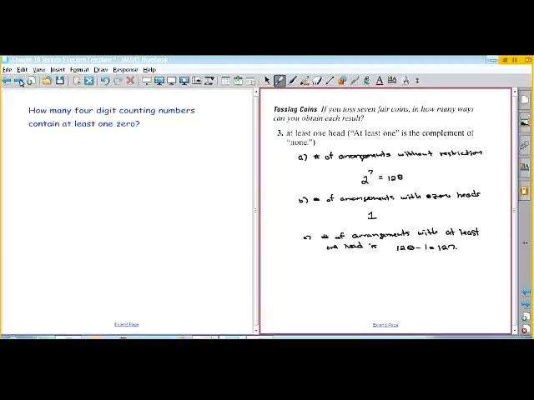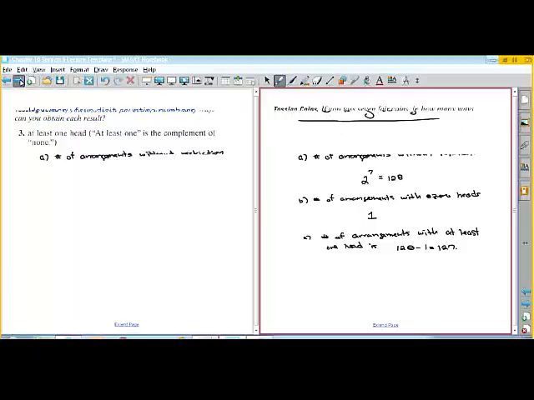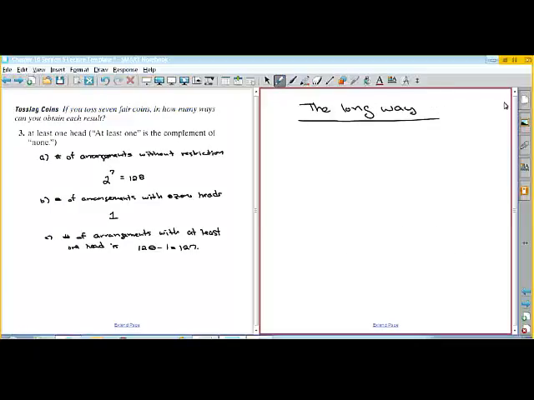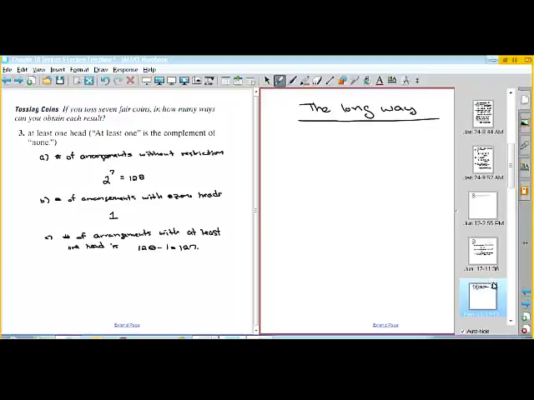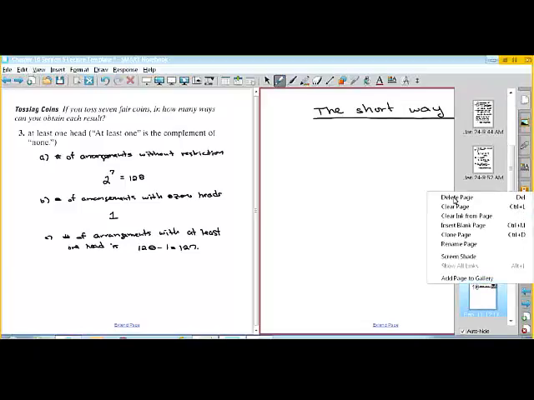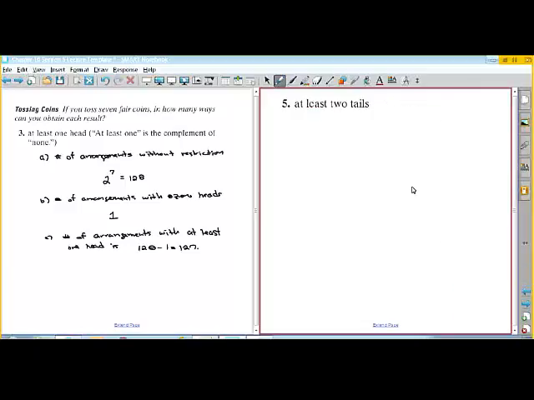Just like counting women at a computer science class or men at a nail salon or something like that. Okay, so we did the short way.